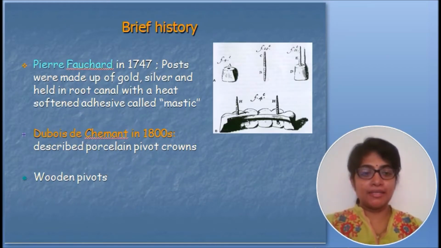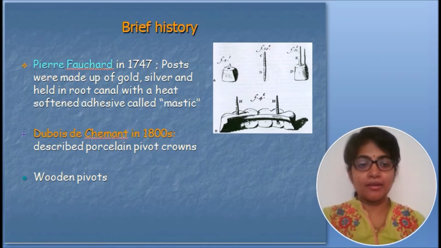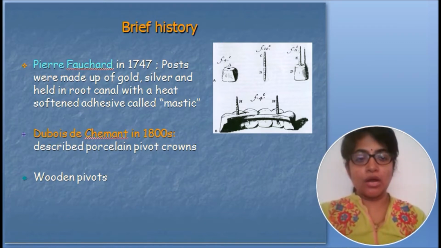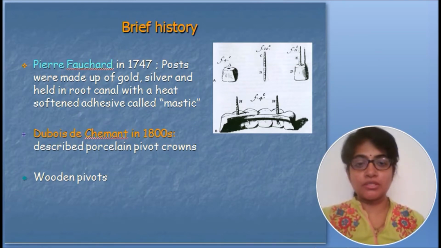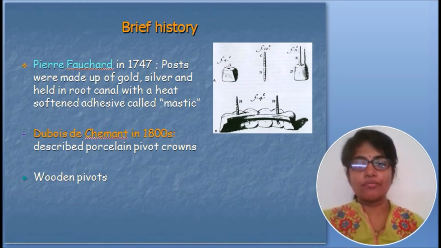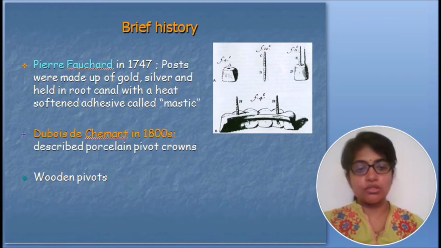So let us see in brief what is there in the past decades. So how has the post and core treatment evolved? Pierre Foucault in 1747 was the first person to use the posts that were made up of gold, silver and held in the root canal with a heat softened adhesive called mastic. So this is the first ever evidence of using the post for restoration of teeth.